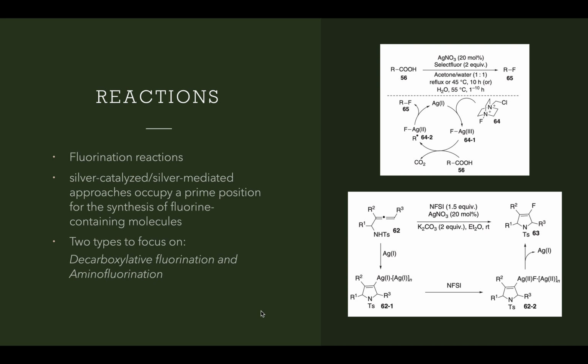This undergoes single electron transfer with the carboxylate ion to produce silver(II) fluoride and the carboxyl radical. Fast decarboxylation provides the alkyl radical, which then abstracts the fluorine atom from the silver fluoride to make the alkyl fluoride and regenerate the silver catalyst. This is a great example to demonstrate how crucial silver is as a catalyst in organic reactions.